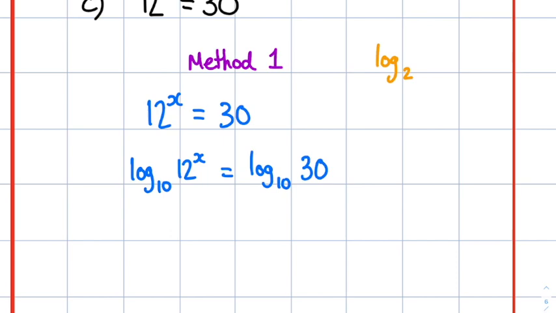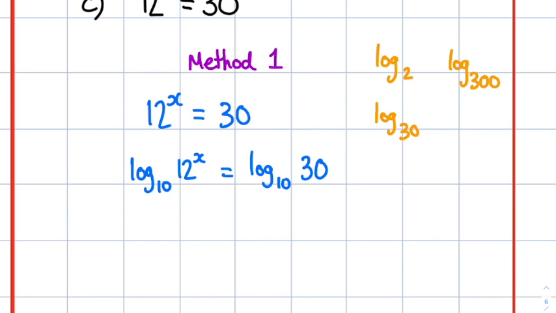If we wanted to, we could have taken log base 2, we could have taken log base 30, we could even take log base 300 if we wanted to. It doesn't really matter what log we took in this situation. However, I picked log base 10 because that's on your calculator. The log button on your calculator is log base 10. So that's why I've picked that.